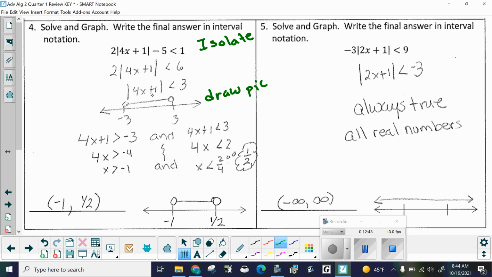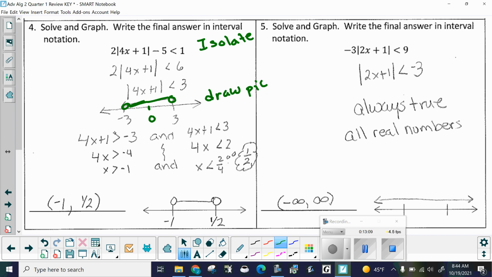So I have, here's 0. I'm less than 3 steps from 0. So starting at 0, I can go up 2, but not include 3. And then I can go down 2, but not include negative 3. I've got my picture.